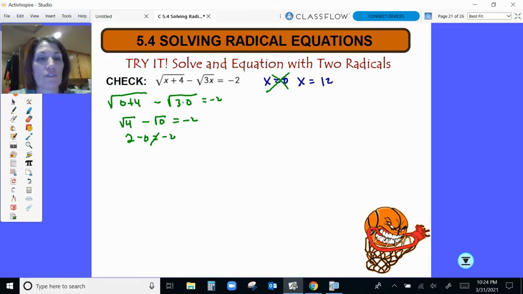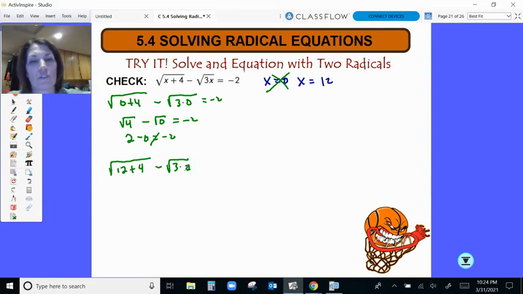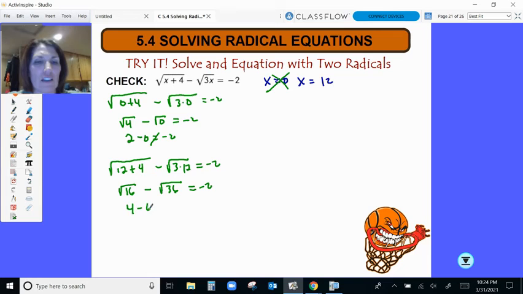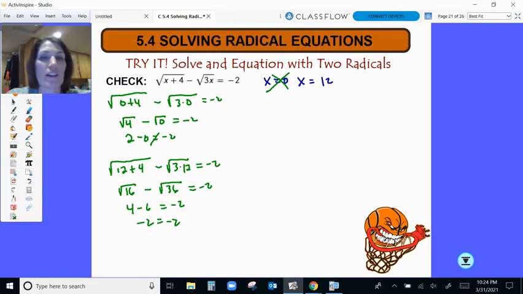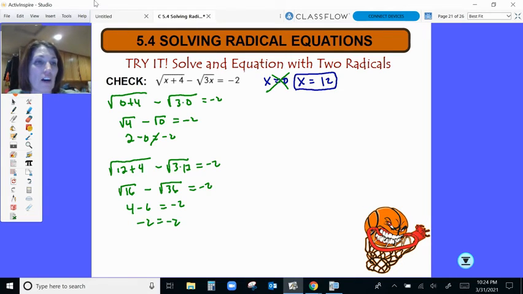Let's check out 12. The square root of 12 plus 4 minus the square root of 3 times 12 equals negative 2. This is the square root of 16 minus the square root of 36 equals negative 2. 4 minus 6, negative 2 equals negative 2, and that one is good to go. So that is our solution, x equals 12. Okay? All right. So those just require a little bit of patience.